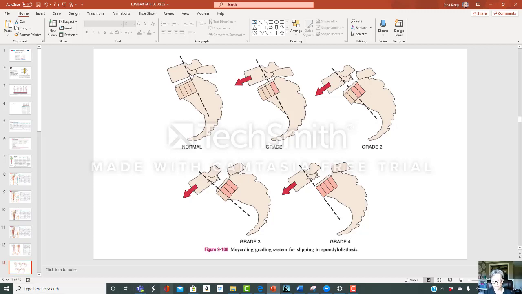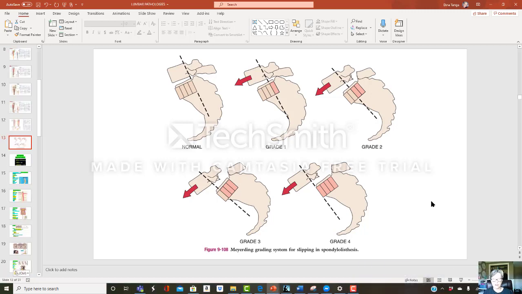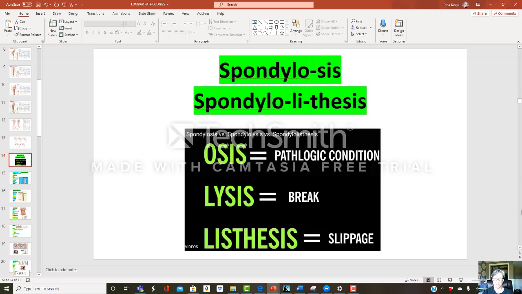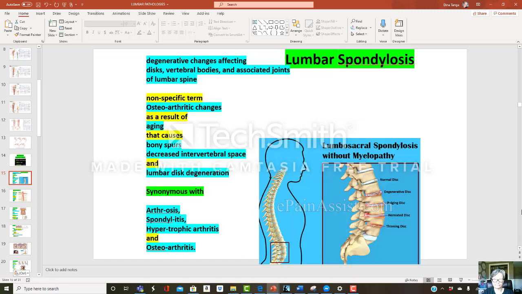I could probably go to my school books. Here, let me pause this again and see if I can find it. That's really bothering me. Okay, so I went and pulled some stuff from school. So osis is a pathologic condition, lysis is a break, and listhesis is a slippage.